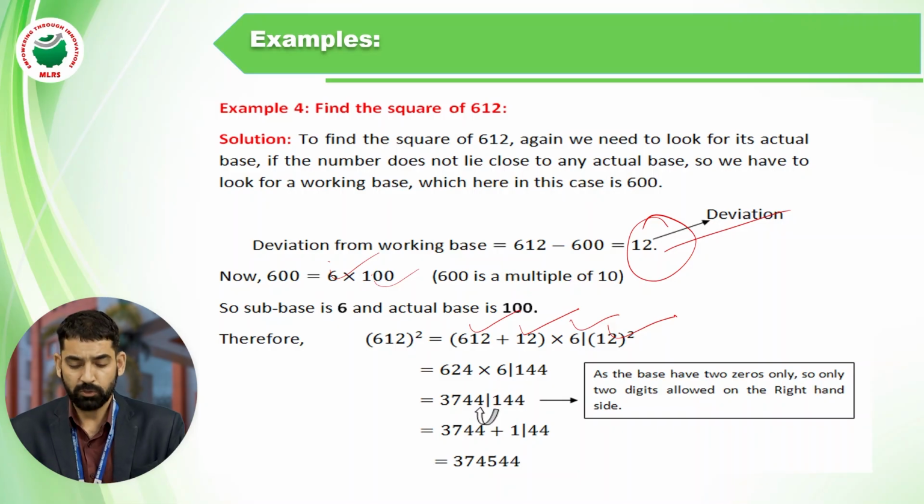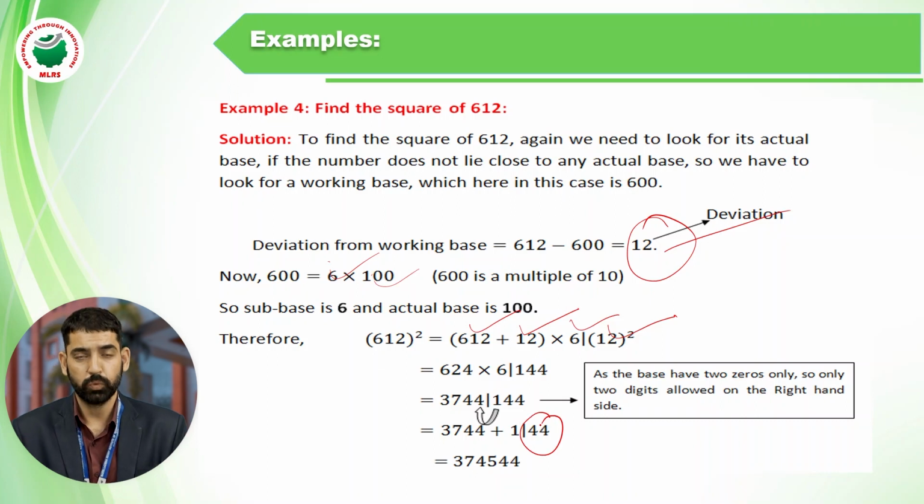Again, the right-hand side of the separator contains a 3-digit number, but the base contains only 2 zeros. So in this case, again, we have to move that 1 digit to the left and add it to the left number. So we add this 1 to 3744, which becomes 3745, and we are left with only a 2-digit number, which is okay because the base contains 2 zeros here.